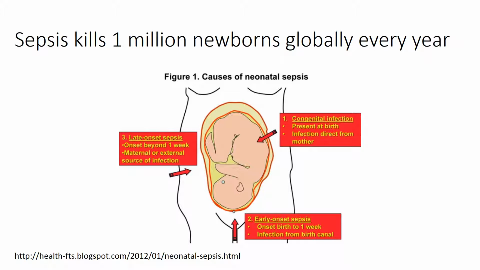The causes of neonatal sepsis can be from congenital infection, which is present at birth and comes directly from the mother. Early onset sepsis, which is what the research I'm looking at is going to focus on, is onset from birth to 1 week. The infection comes from the birth canal. Finally, late onset sepsis, which we're also interested in, is beyond a week. It can be from a maternal or external source of the infection.